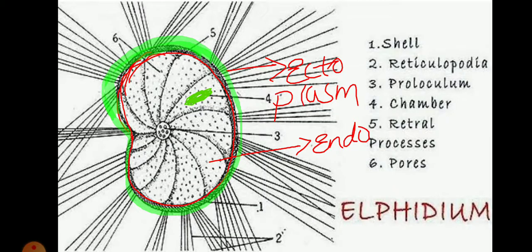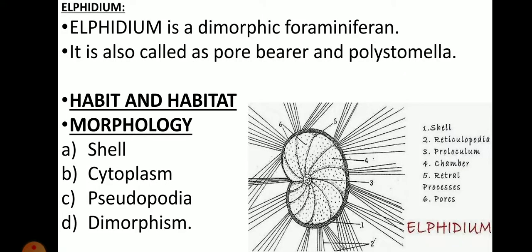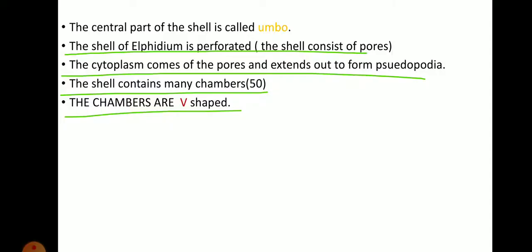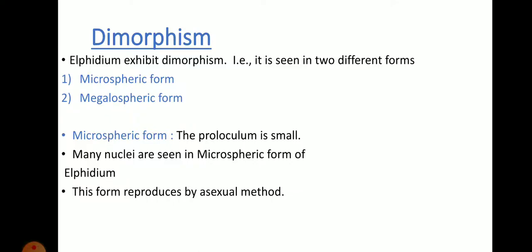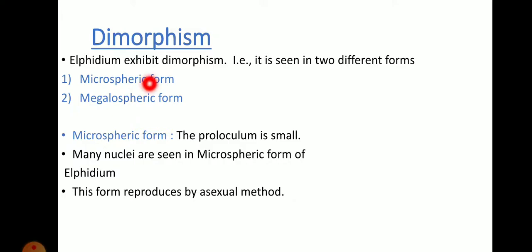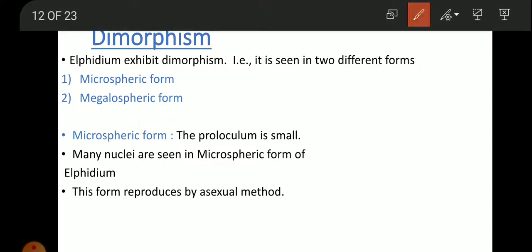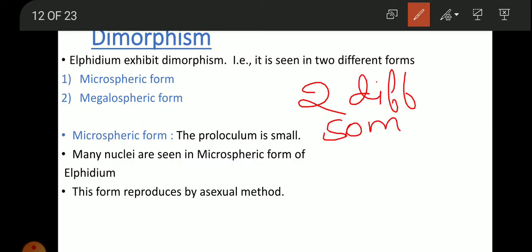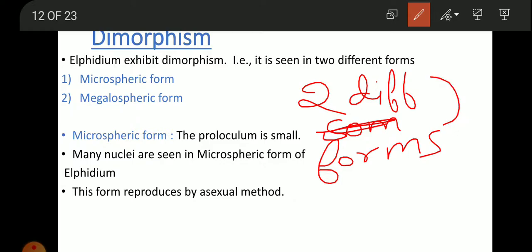As I told you earlier in the slide, Elphidium is dimorphic. Dimorphic, we'll be seeing here. What's the meaning of dimorphic and dimorphism? What if I say an organism exhibits dimorphism? Dimorphic means if something exhibits in two different forms. If something exhibits in two different forms, it is said to be exhibiting dimorphism.